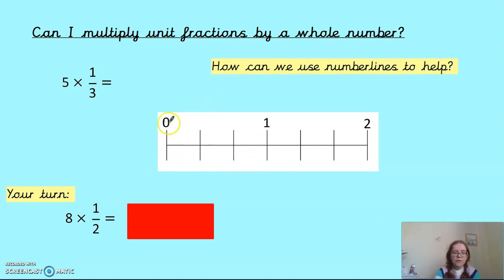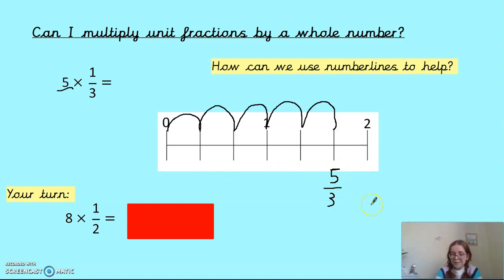So what we're going to do now is jump up 5 times, because that's how many times we are timesing 1/3 by. So we go 1/3, 2/3, 3/3, 4/3, 5/3, and that's 5 jumps. So it's 5/3 because that's how many times we jumped.